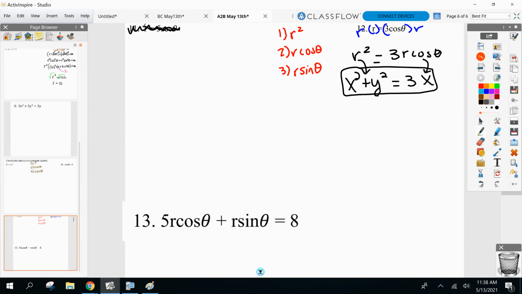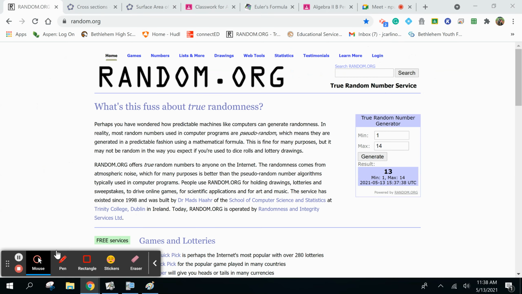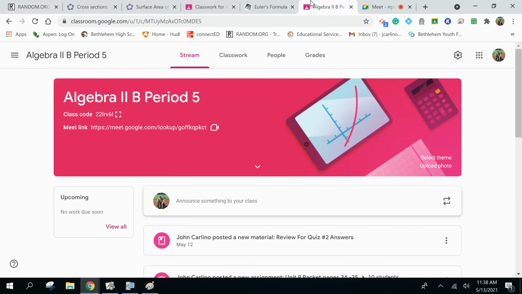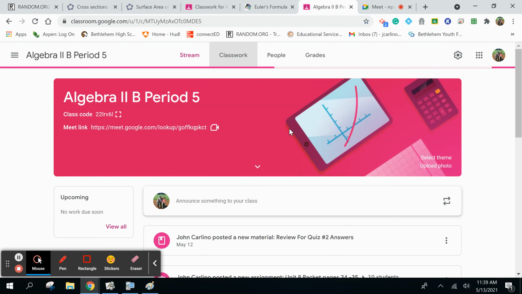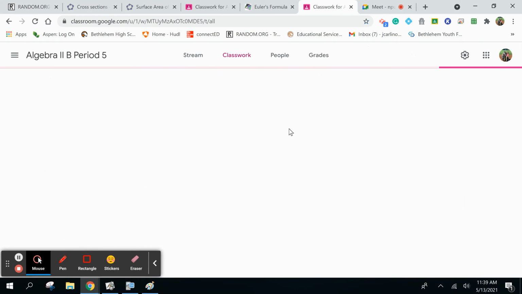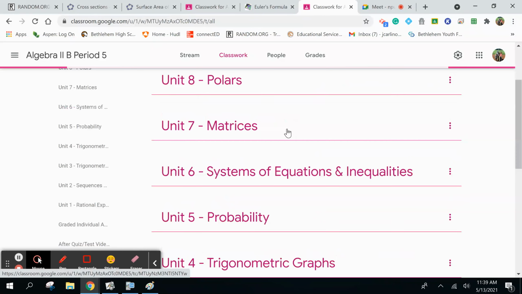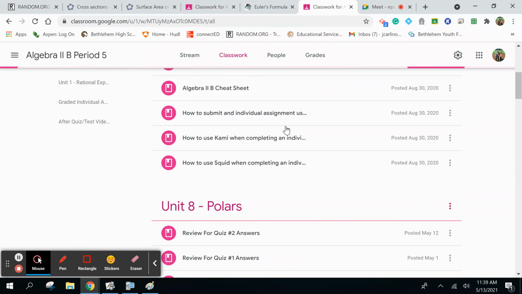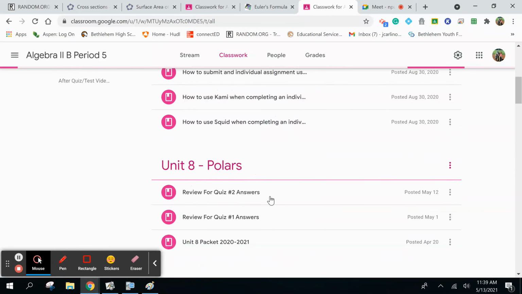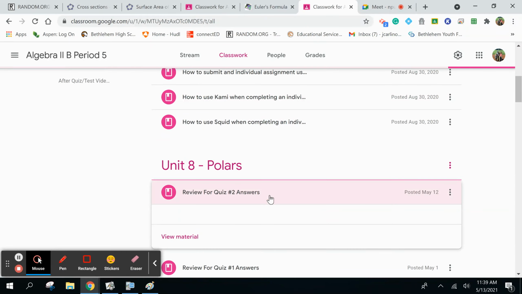All right, nobody is signing off early. What you're going to do instead, everyone's going to go to Classroom right now. I'm sure you've got the tab open. Look under Unit 8 for me. Mine's just a little slower. Under Unit 8, you should have review for quiz number 2 answers. There it is. Open it up.